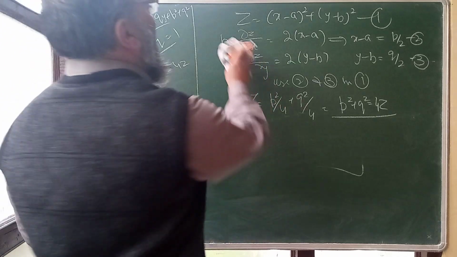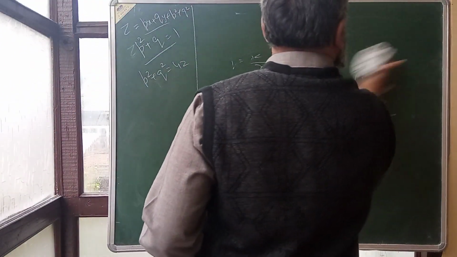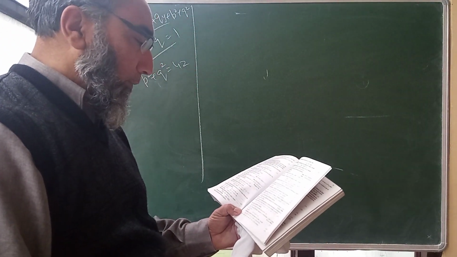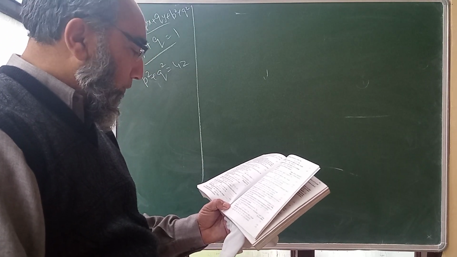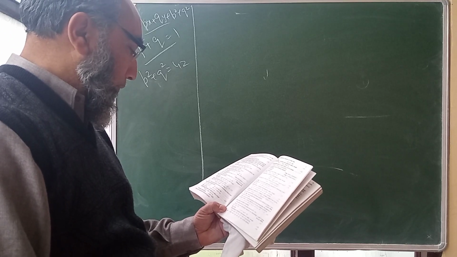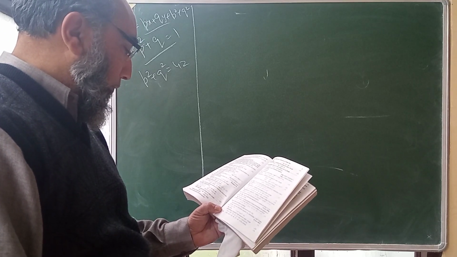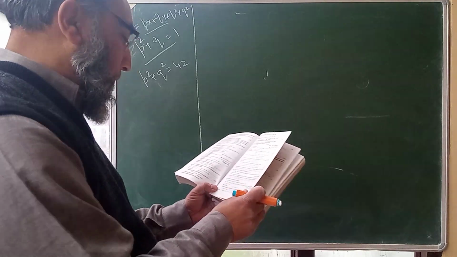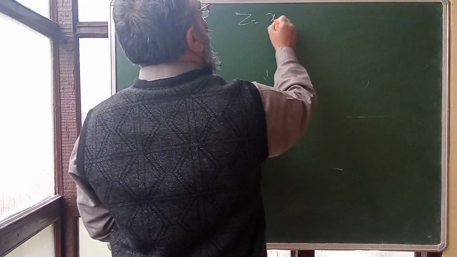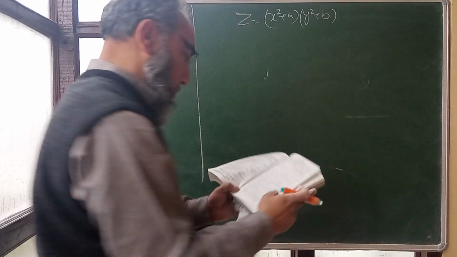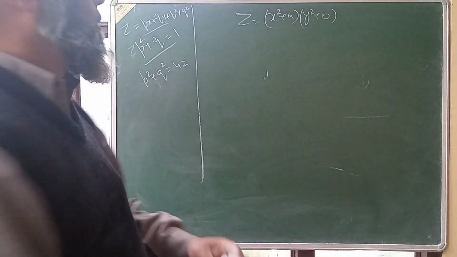Okay. Now one more question on elimination of arbitrary constants. Let me take up one more question. These are very easy questions, you can solve them yourself. Z equal (x square plus a)(y square plus b).